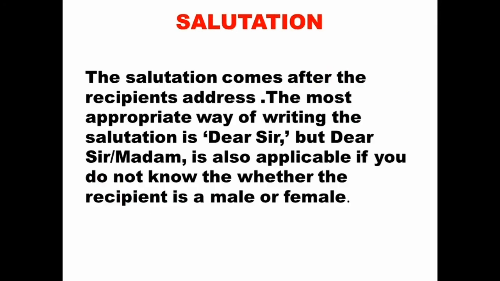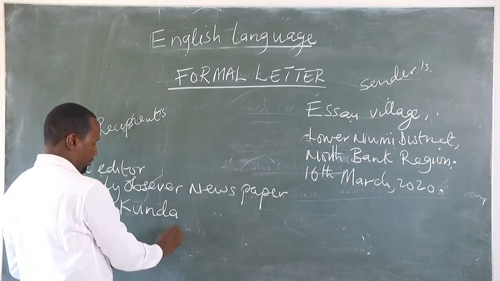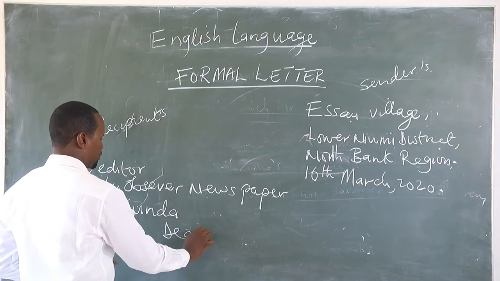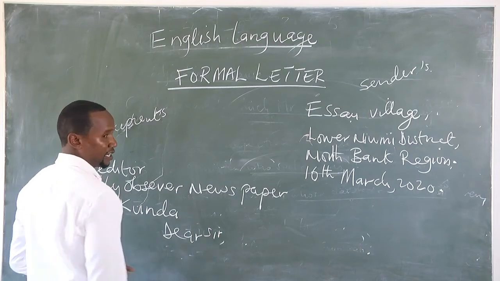Now we look at the other feature of a formal letter, that is the salutation. Now, the salutation comes after the recipient's address. The most appropriate way of writing the salutation is dear sir. But dear sir or madam is also applicable if you do not know whether the recipient is a male or a female. So, like I said, the salutation comes right below the recipient's address here. That's where you have the salutation, and it begins with dear sir and ends with a comma.